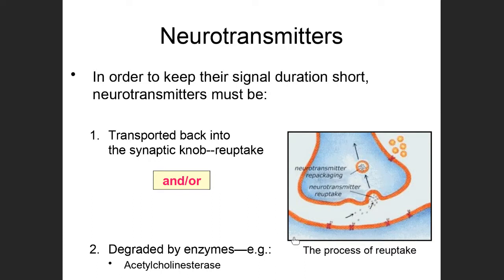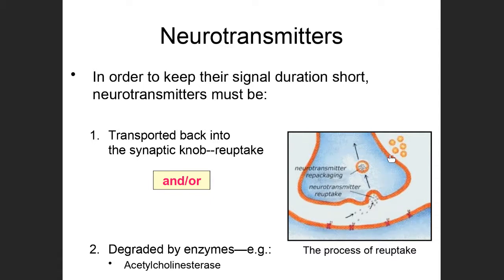And this diagram over here is actually showing you the process of reuptake. So we have a synaptic knob. This synaptic knob had neurotransmitter that was stored in it. Neurotransmitter was released. It crossed the synaptic cleft. It bound to this postsynaptic neuron, caused its stimulating effect. And now, once it's done what we've needed it to do, you actually see the neurotransmitter being taken back up through endocytosis into the synaptic knob, where it's going to be stored until it's needed again.